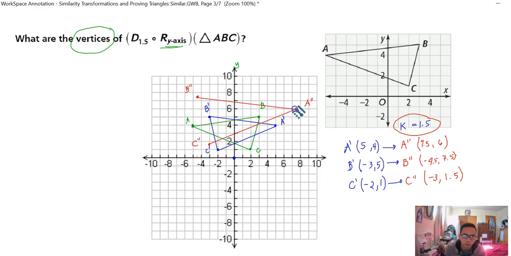I'll just connect that. Okay, guys. So what are the vertices now? To answer the question, it's here. A prime has 7, 5, 6 and B prime is negative 4.5 and 7.5. C is negative 3, 1.5. Okay, so this is the image, how it looks.